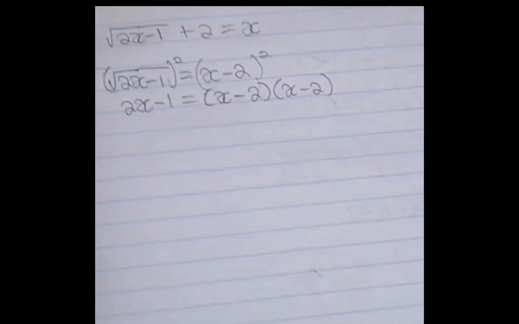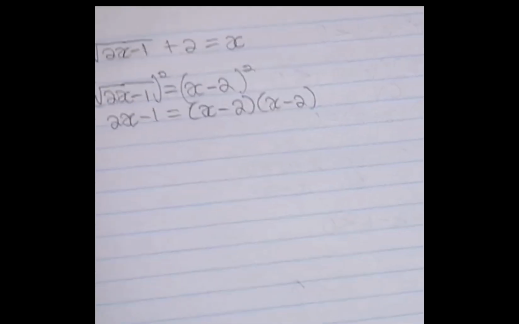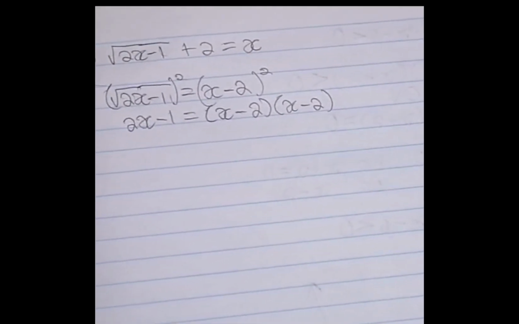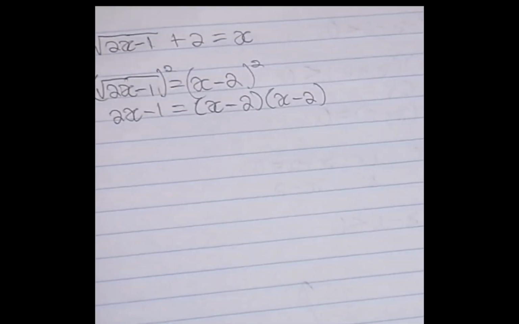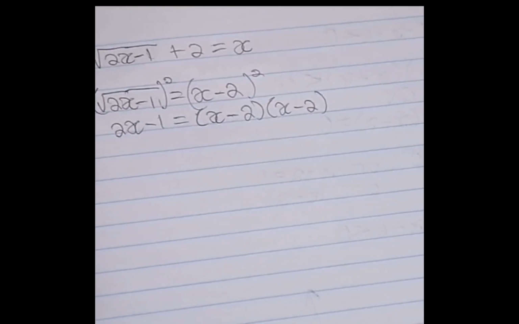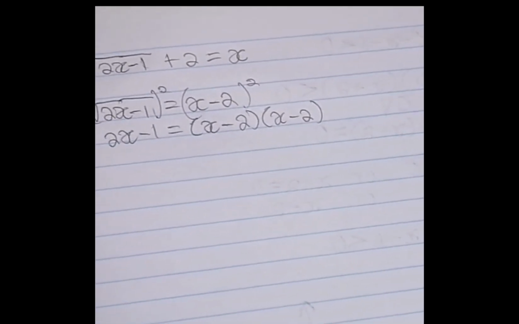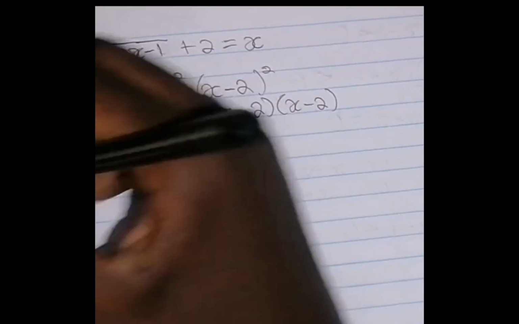But because you are in grade 11, this step is not really important. You're not supposed to show it. They just expect that as soon as you see this, you write the simplified form of this. But for better understanding, I'll just write both of these brackets and then multiply them.